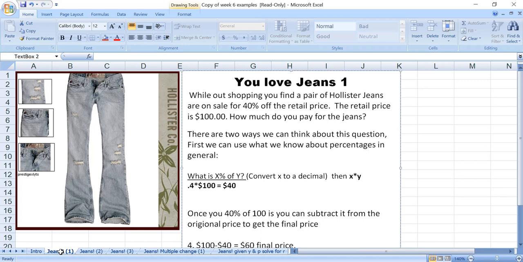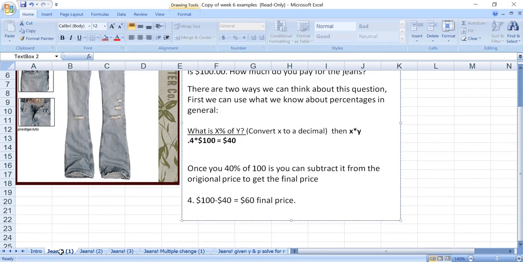So one way you can answer this question would be by multiplying the percentage as a decimal times 100, and that would get us $40. And then we could subtract that from the original price. And this is how probably most of you would have answered this question coming into this class.